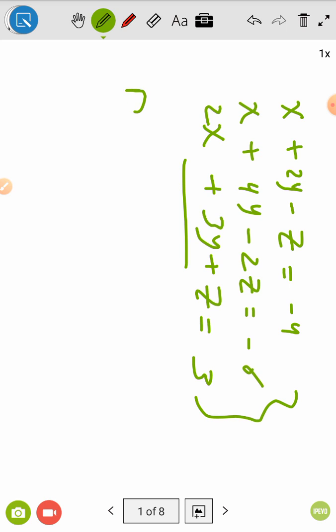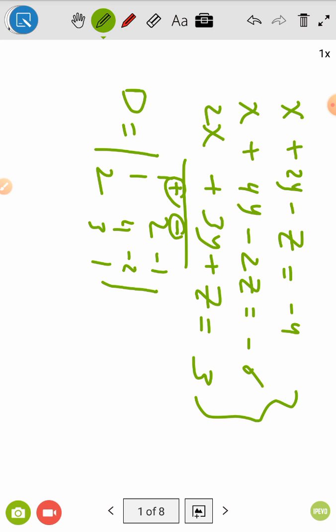Then the first step, D equals the determinant with the coefficient of x vertically 1, 1, 2, the coefficient of y 2, 4, and 3, the coefficient of z negative 1, negative 2, and 1. Don't forget the rule plus, minus, plus. Here 1, open bracket, and cancel the first row and the first column, and the remainder will be 4, 1, negative 2, 3 cross multiplication, then 4 times 1 minus 3 times the negative 2.